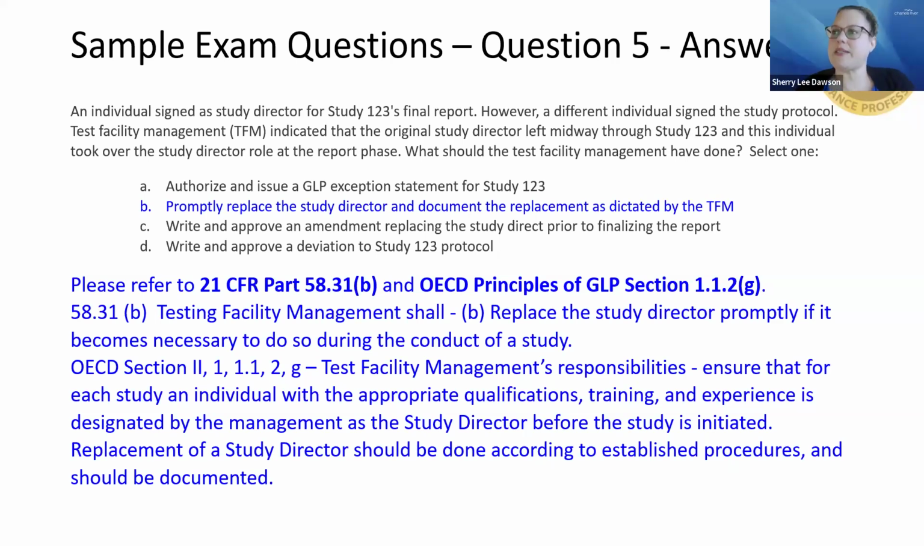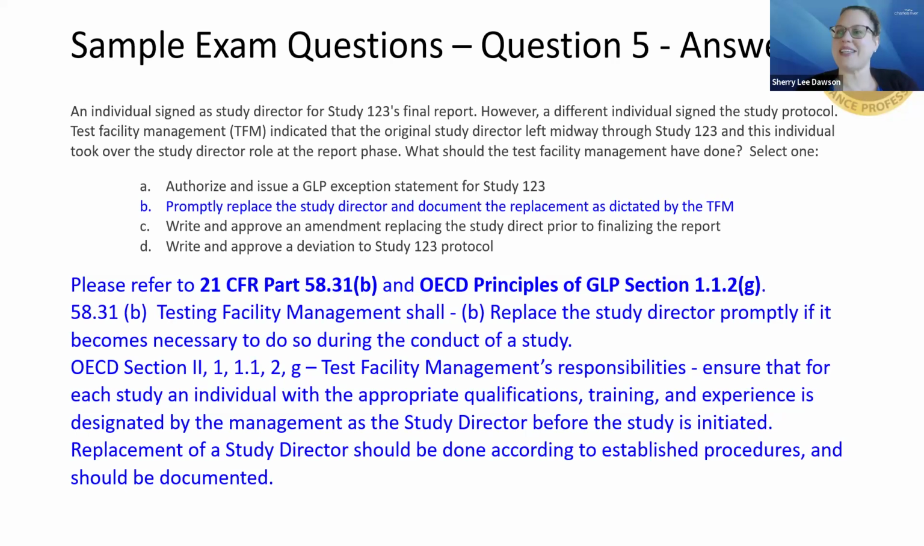And everybody else on the line, does anybody have any commentary? But wouldn't the documentation be an amendment? Ashton has a question, a comment in there. Yeah. An amendment is required because the protocol approval section of the protocol is changing. I don't think I've seen a study director change noted in any other way other than an amendment, in others' experience.